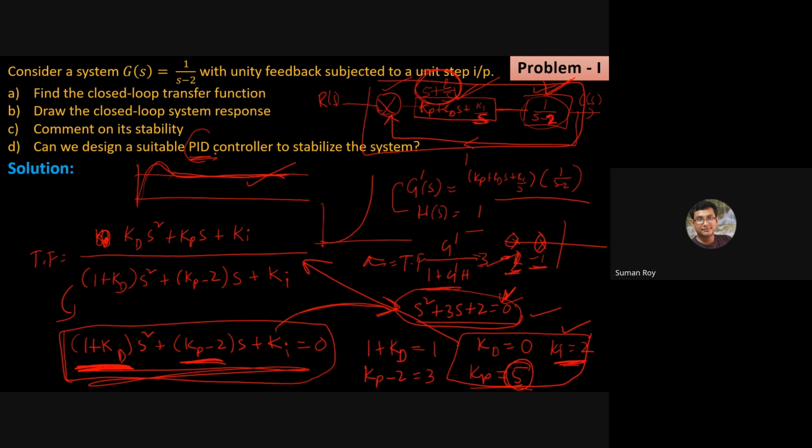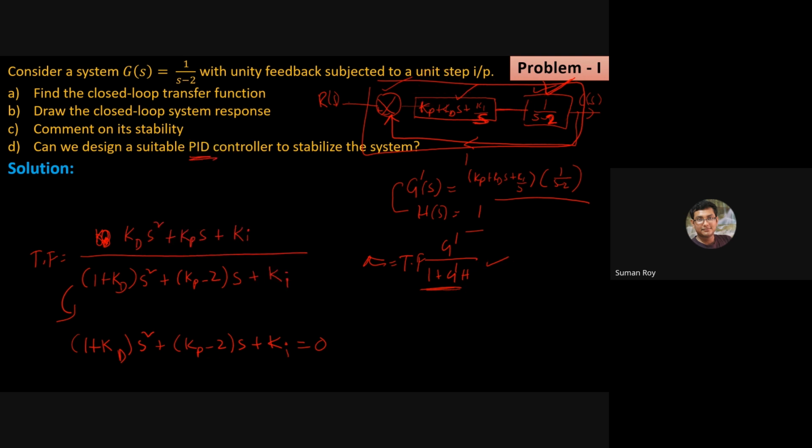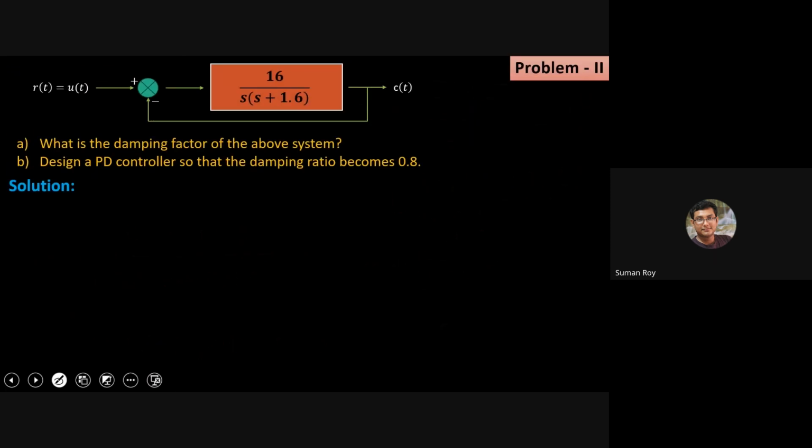So a PID controller, or rather a PI controller, gives me the power to stabilize a system. I hope this part is clear to you. If it is not clear, then go back to the initial portion and try to analyze this question again. Now, coming to the next question, it is again a similar kind of question.